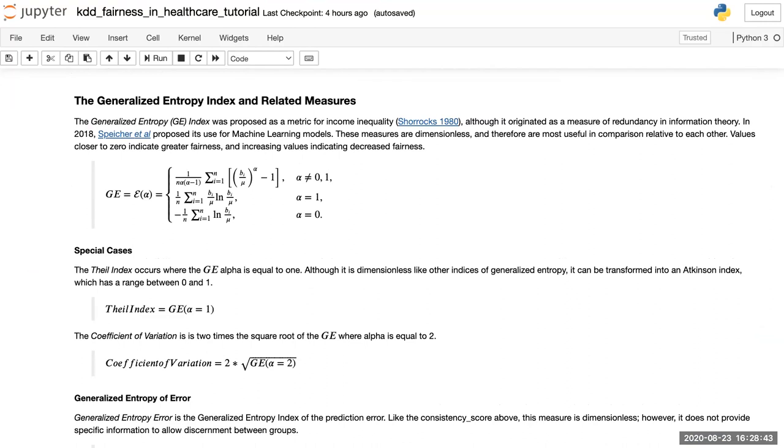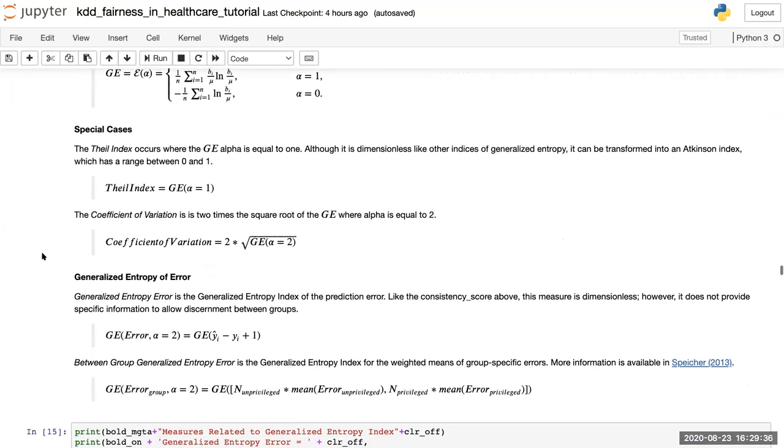Okay. So our final measures are related to a concept called the generalized entropy index. It was first proposed as a metric for income inequality in the early 1980s, but it originates as a measure of redundancy in information theory. As you can see, there's an alpha parameter that modulates the formula. And from that, we'll consider two notable special cases, which are included in AIF360. The first is the Thiele index, which occurs when alpha equals one. It's notable simply because it can be converted to something called the Atkinson index, which is dimensional on the dimension of 0 to 1. And the other special case is the coefficient of variation, which is proportionate to the generalized entropy index where alpha equals 2. I'm going to skip over the rest of the generalized entropy index related measures in the interest of time, but there's more information about them in the notebook.